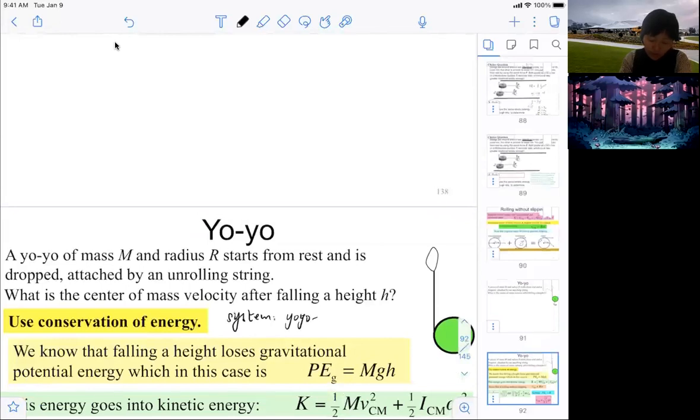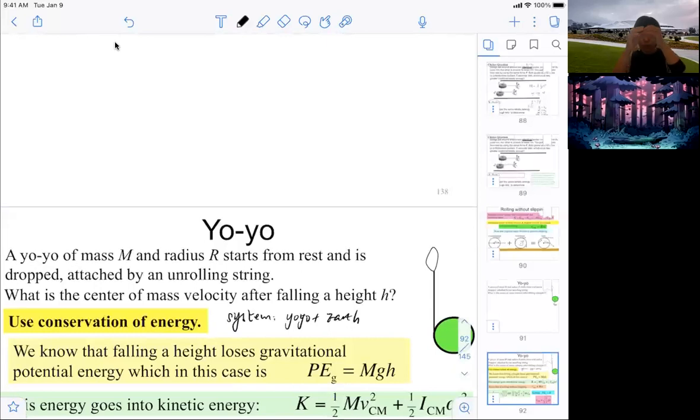Because I want to be able to talk about the gravitational potential energy. So at the very beginning, it's unraveled and drops for a height h, right? So at the beginning, you are at a height h above wherever you set your reference. So the potential energy for the system is mgh to begin with.